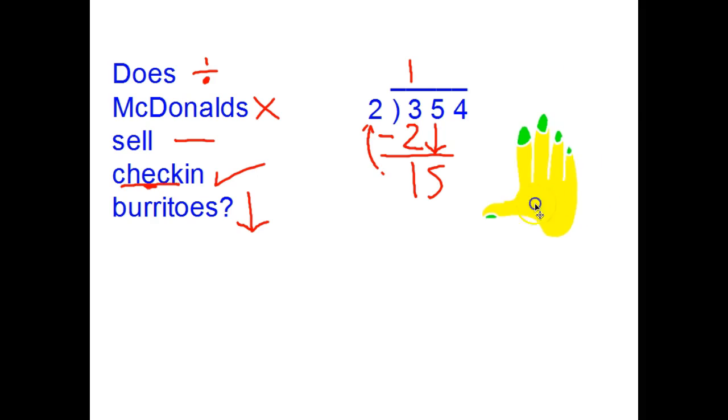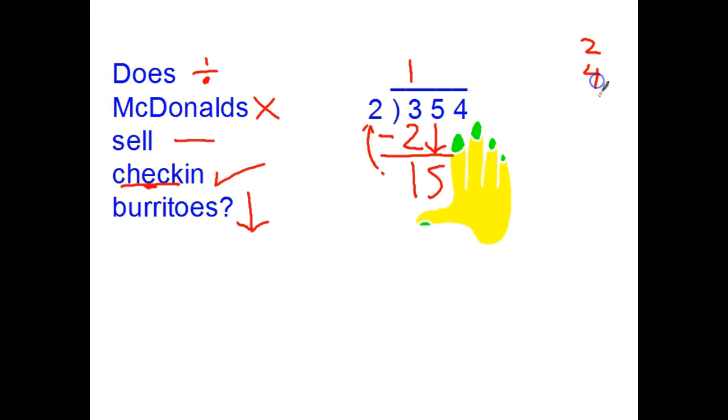So now I'm really right here, and I'm saying, how many 2's are there in 15? If I had 15 pieces of candy in my box, I'm going to count by 2's to get as many 2's as I can without going over. 2, 4, 6, 8, 10, 12, 14, 16. Oh, 16 would be too many. So I've got 1, 2, 3, 4, 5, 6, 7 of them.